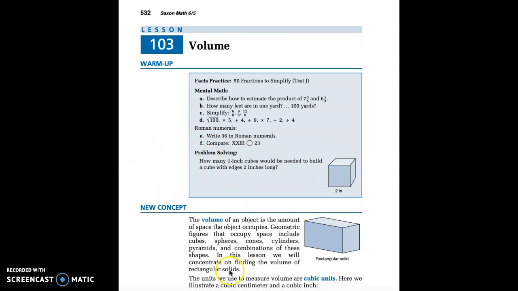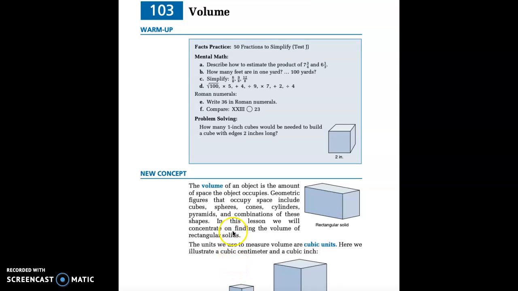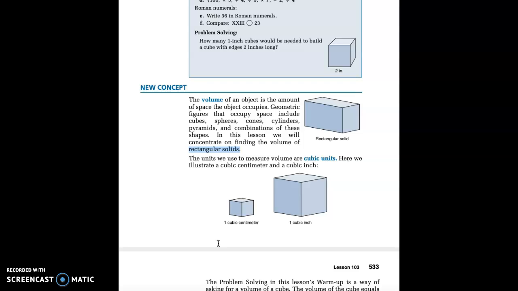about today. So volume of an object is the amount of space the object occupies. So we're going to be talking about geometric figures, geometric solids. So those would be cubes, spheres, cones, cylinders, pyramids, and combination of these shapes. But today we're just talking about rectangular solids. So in rectangular solids, the units we use to measure are called cubic units, and either they're a cubic centimeter, which is this guy right here, or a cubic inch, which is much larger.